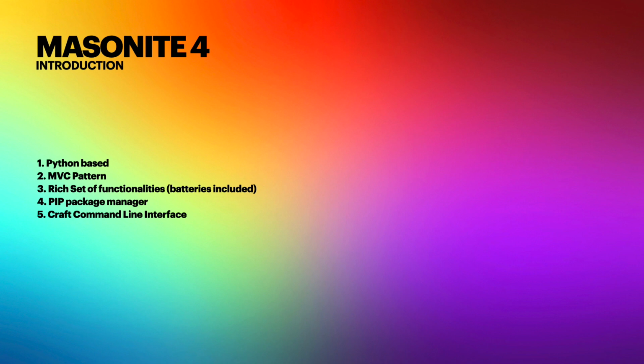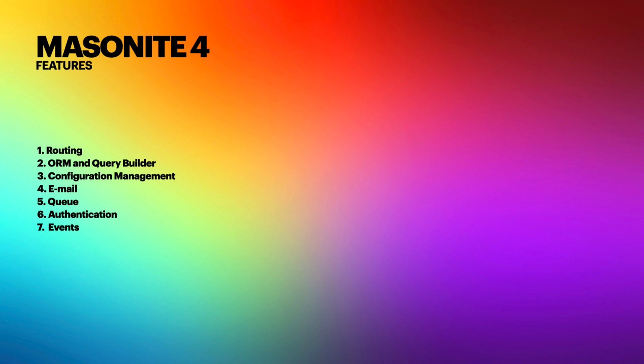It comes with built-in batteries which also boost the speed of web development, and it uses pip as a package manager and has its own command line interface tool called craft, which includes a set of commands to assist in building applications more quickly. Masonite offers many features, and some of those notable features are routing. It helps to define routes in our web application, and it also supports middleware so that we can add our own custom logic before or after the route executes.